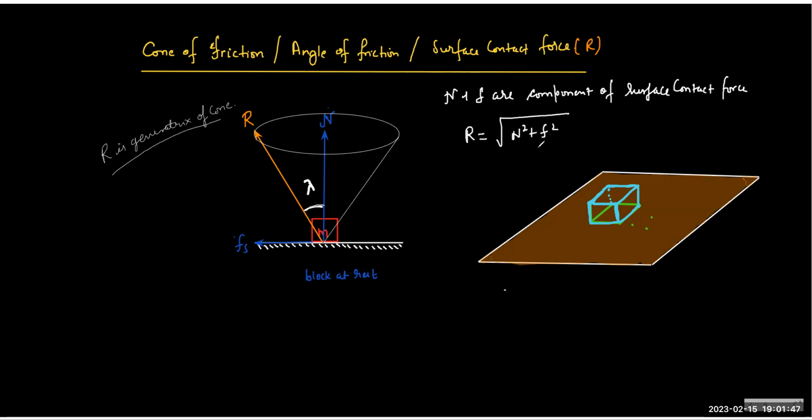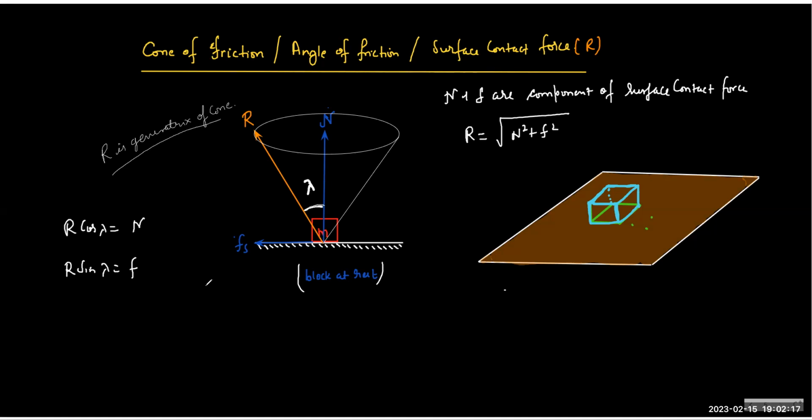So it is simply the square. You can square and add, you can get the answer. It's a simple way of writing. You can say R cos lambda is actually what we call N, and R sin lambda is something which we call F. I'm not writing Fs or Fk, it could be anything because it depends on the situation. Right now in the diagram, since I have written block at rest, so I have written Fs, but it could be moving also. In that case, it will become Fk.